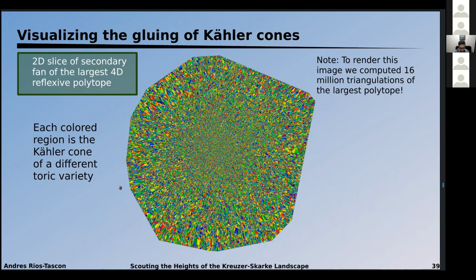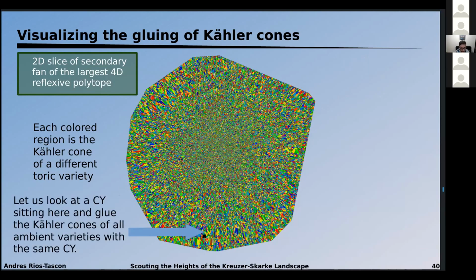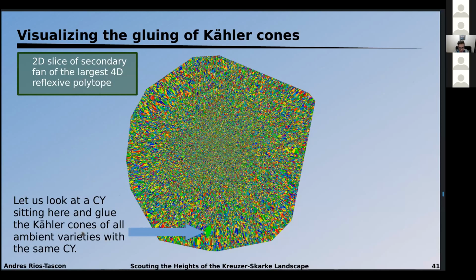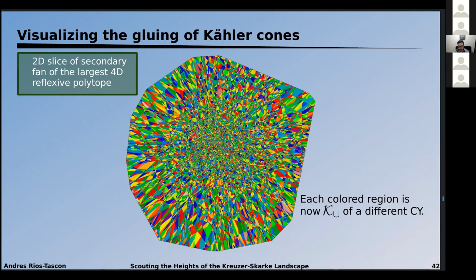Okay, so now let's say that we're looking at some Calabi-Yau that sits over here. Let's see what happens if we glue all the Kähler cones of the ambient varieties with the same Calabi-Yau. We see that we get a much larger region. And if we perform the same procedure for the rest of the picture, we obtain this. Now here, each colored region is the K_union for some different Calabi-Yau.